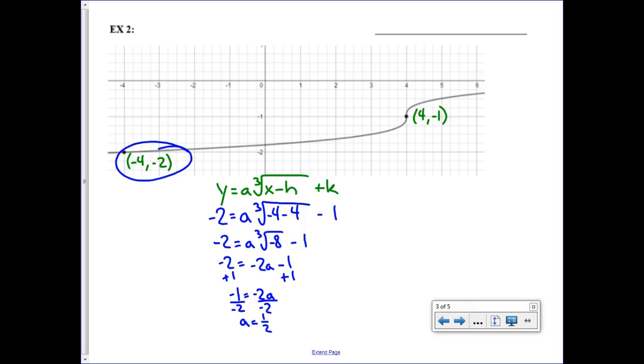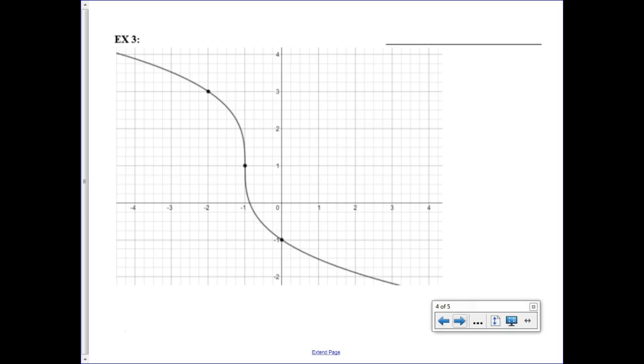So y equals 1/2 the cube root of x minus 4 minus 1. There's our function. If you are comfortable with this and you think you got it, try examples 3 and 4 without me and then come back and check. So I'm going to do 2 more of these.